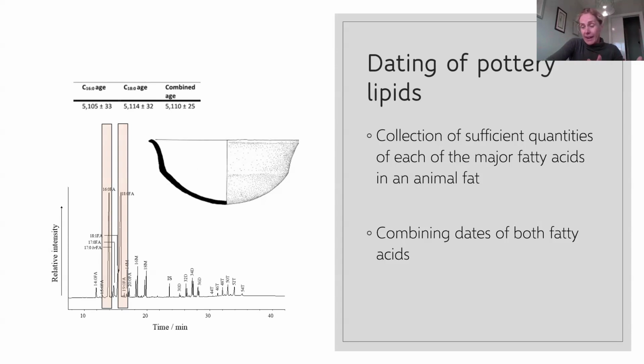And what's really useful here, I will just highlight, is that lipids survive particularly well in more acidic conditions, which are conditions that tend to be much less good for other kinds of datable organic materials like bone.